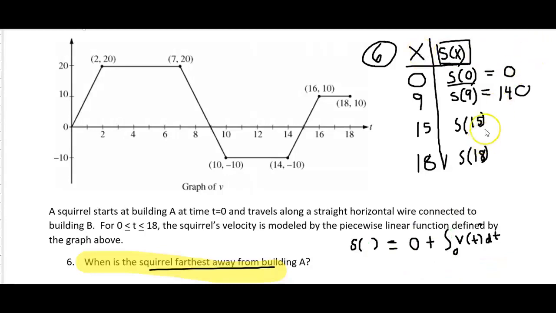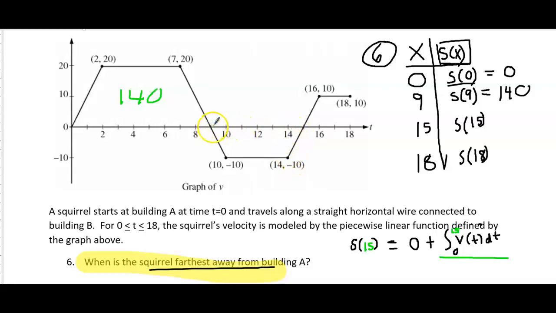All right, next we want to find S of 15. So we're going to plug 15 into our position function. Basically I just want to find the area under the curve from 0 to 15 and add 0 to it. As we've already said, this was 140. And we haven't figured out this whole thing yet. Last time we stopped at 14.